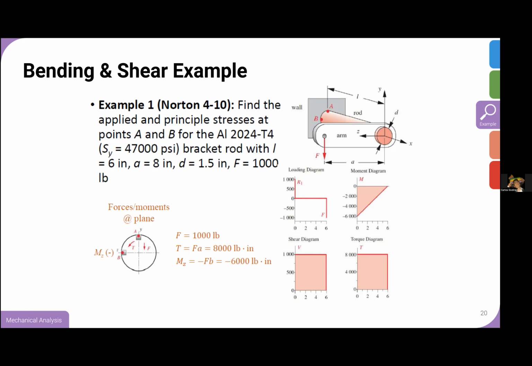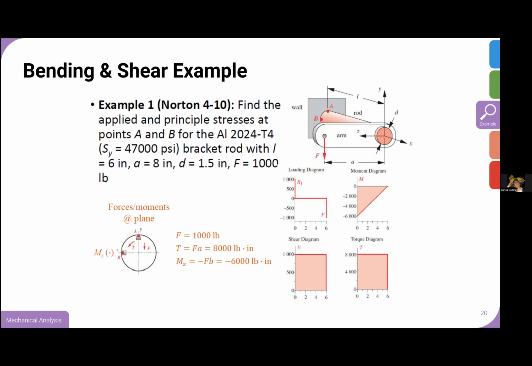Off the bat, does anyone have a guess for which section will have the highest bending stress, A or B? A, nice. Do you want to take a guess why? No? Okay, cool. Just intuitively, when we look at this problem and before we even do any calculations, when we're wondering where our max bending stresses will be, we have this arm that goes out here and it's acting purely in the Y direction.